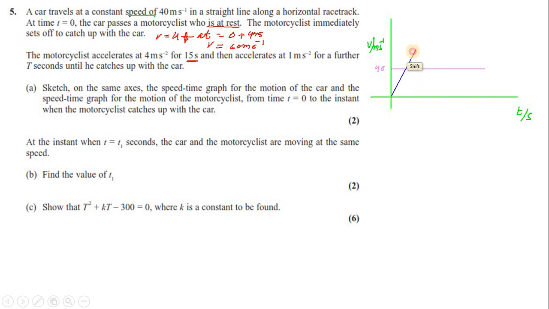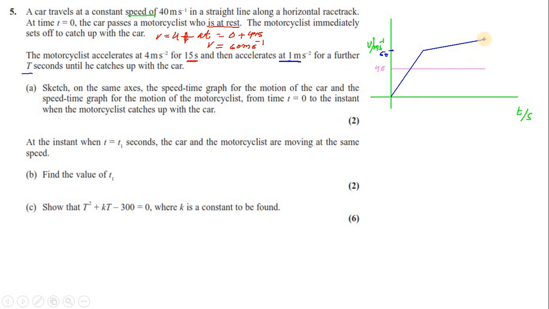That means till 60 meters per second the motorcyclist is accelerating, so you can sketch something like this. So this is 40 here, and 50 and 60. You can mark here this number as 60, and then he accelerates at the rate of 1 meter per second squared. So the acceleration is decreasing, so he is continuously accelerating but at a lesser rate till time T. So you can extend the graph with a less steep line, something like this, until he catches up with the car.